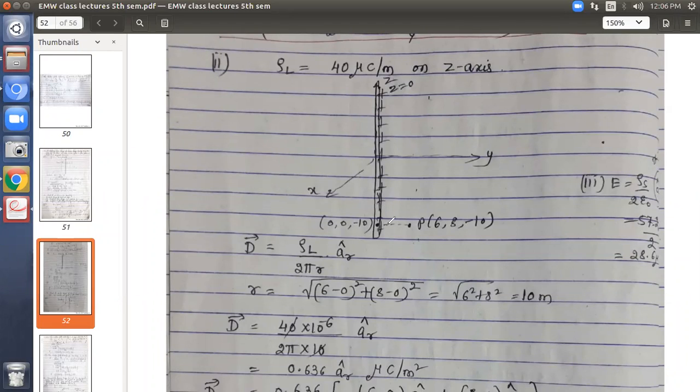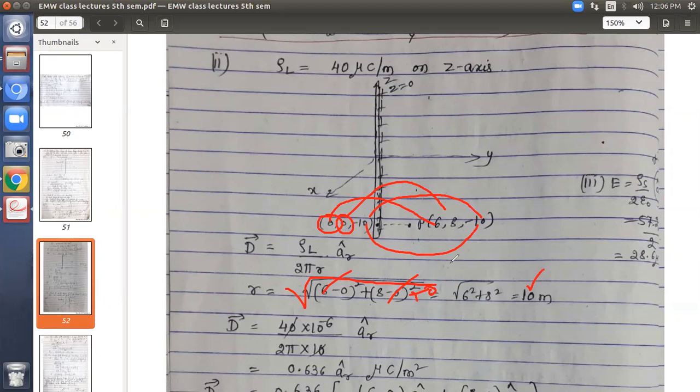See, on the z axis is what they have given. So you only consider 6 minus 0 or 0 minus 6, then 0 minus 8 or 8 minus 0, whole square, then minus 10 plus 10 will cancel. So the z term cancels. Okay, then only the x and y coordinates remain. Square root of 6 minus 0 whole square, 8 minus 0 whole square, plus minus 10 plus 10, that third term will be 0. So you will get 10 centimeters.